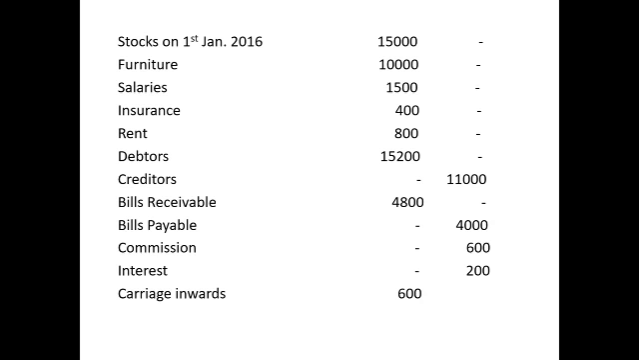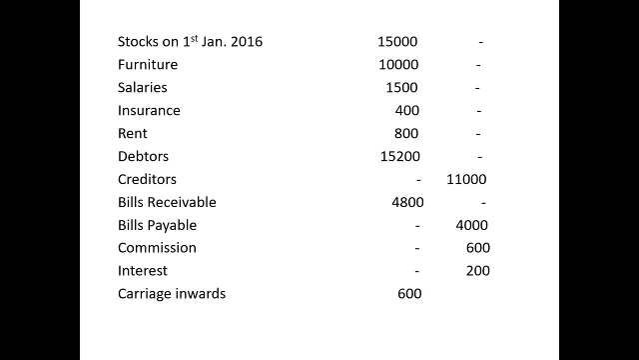Furniture is an asset. Salaries is one kind of office expense, debit side of the P&L account. Insurance and rent, both are expenses, debit side of the profit and loss account. Debtors, the asset side of the balance sheet. Creditors, liability side. Bills receivable, assets. Bills payable, liabilities.